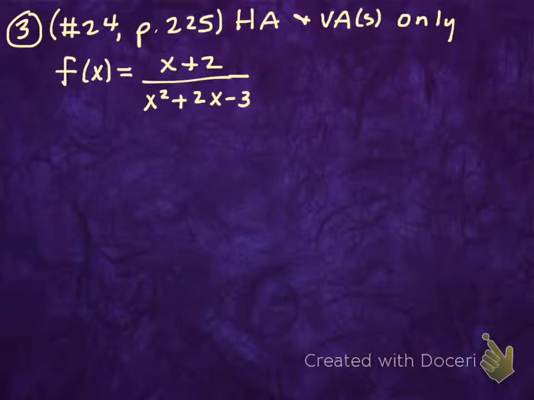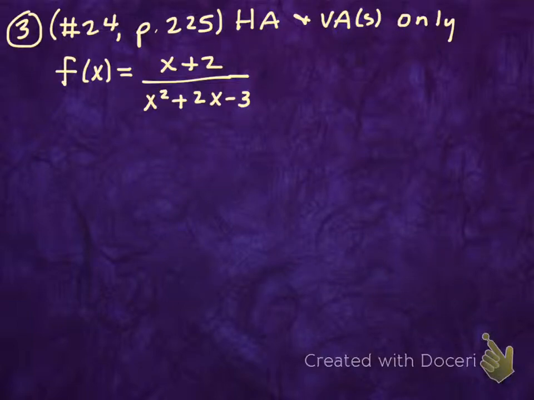All right, number 3 is number 24 from page 225. So we will flip back to page 225 and read our directions there. I'm not sure that's correct, is it? Yeah, it is. Okay. Number 24, we have x plus 2 over x squared plus 2x minus 3. Sorry for the pause. I thought I had made a mistake in my notes about what we were doing here.